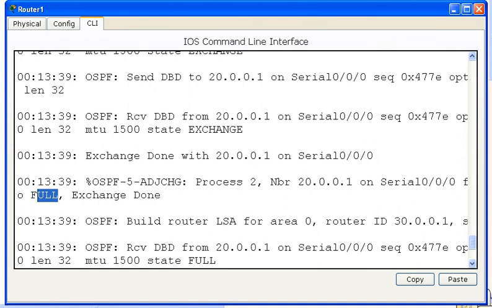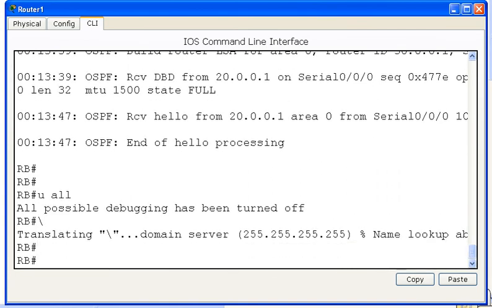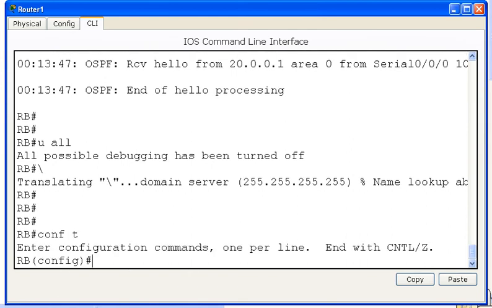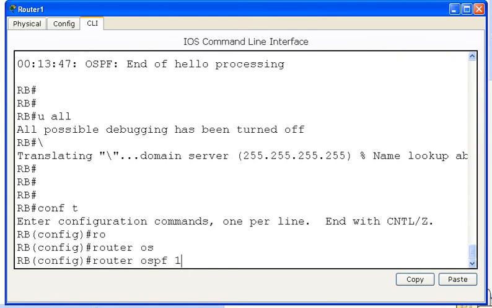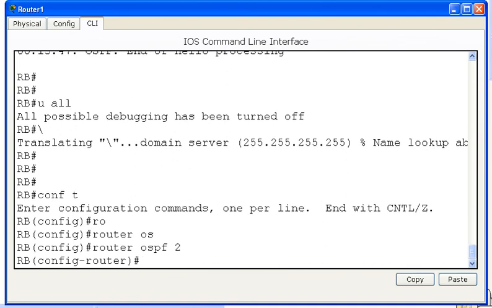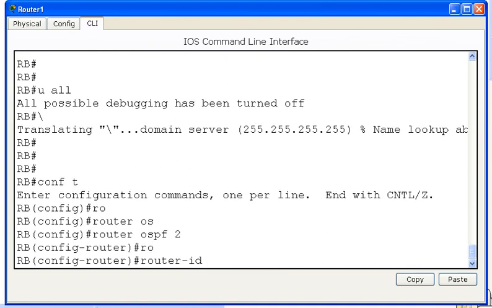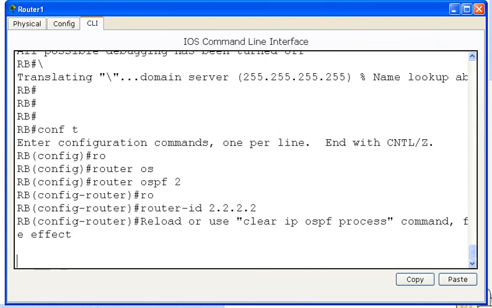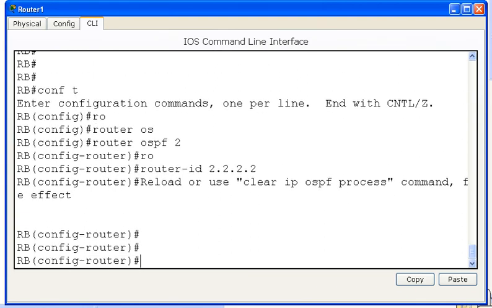Let's also review the router ID. First, the router will check whether the administrator has configured any router ID. How can we configure the router ID? Router OSPF, whatever the process ID, and then we give a router ID. It should be a 32-bit number, like 2.2.2.2. But if I give it now, what will happen? Since the router ID is already elected, it will say you restart the OSPF. It says I'm sorry, you reload. Why? Because the router ID is already picked.